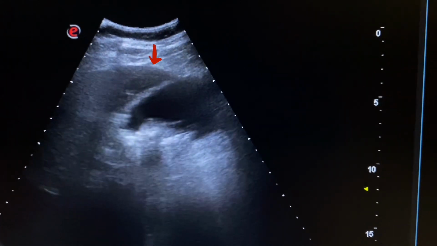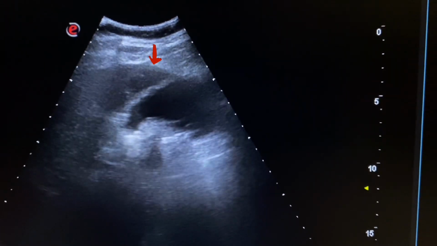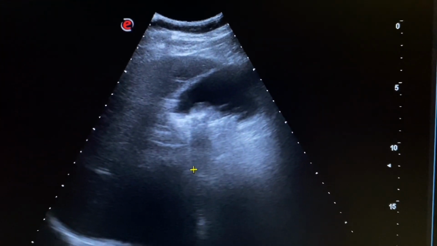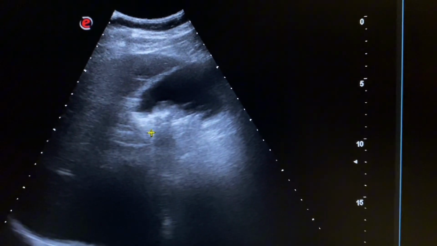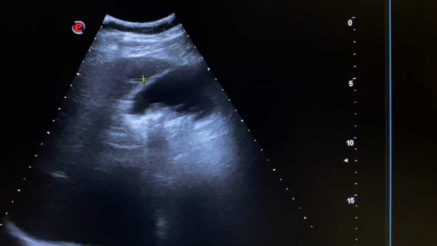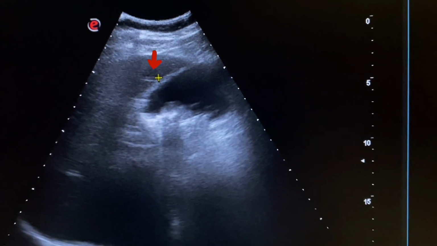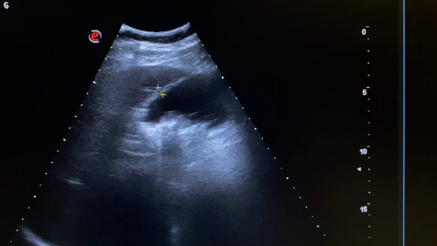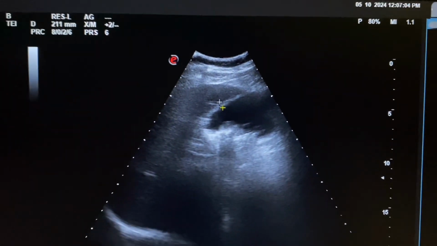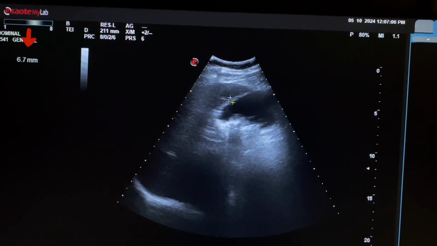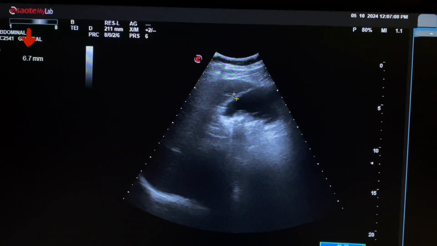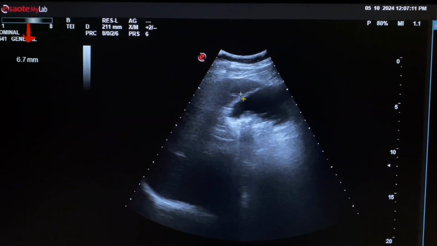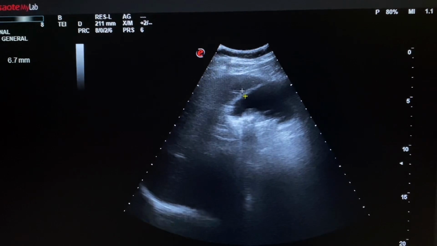Here we see the thickness of gallbladder wall and pericholecystic fluid. Now we will measure the thickness of gallbladder wall. The wall thickness is 6.7 millimeter. It shows the gallbladder wall is inflamed. The normal gallbladder wall thickness is 3 millimeter.